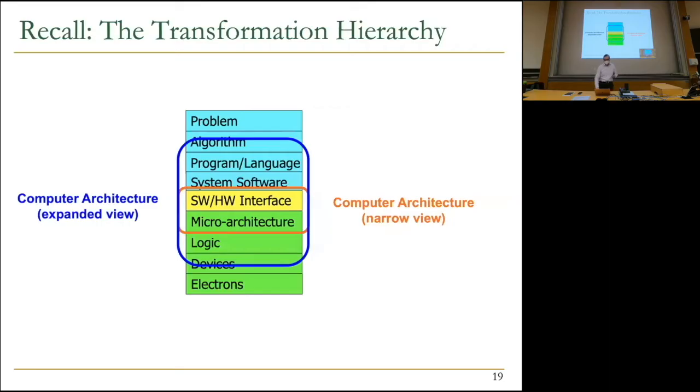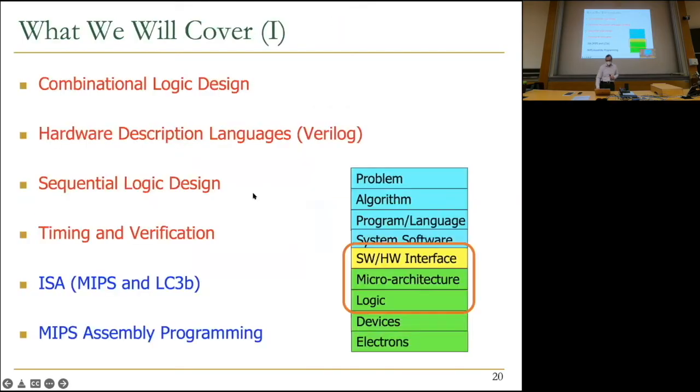And again, recall the transformation hierarchy. We will touch upon many things here, but we will also expand. So let me give you a perspective of what is coming in this entire course. Today, we will start with combinational logic design, and then we will talk about sequential logic design, hardware description languages, timing and verification, and then we will go into the actual logic level. Today, we'll touch into device a little bit, just as an abstraction layer. And then we'll go into the hardware-software interface, talk about ISA, instruction set architecture, and assembly programming.